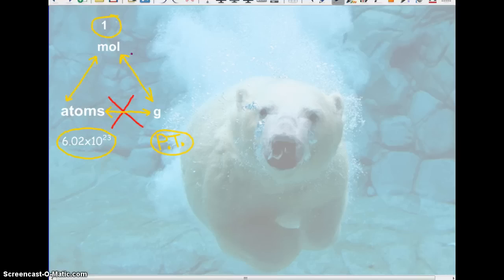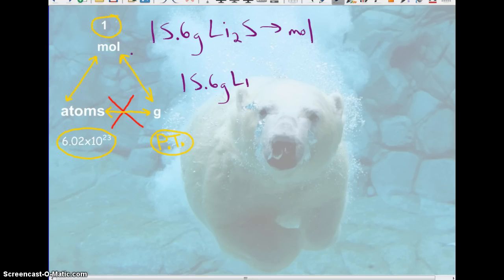Now we're going to do the opposite. We're going to convert it from grams to moles. So let's say we had 15.6 grams of lithium sulfide. And we want to turn that into moles. So whatever they give you, you write that down first. Make sure you always write the formula. Make a big plus sign. Follow the units. Whatever's up here, move it to the bottom so it crosses out.